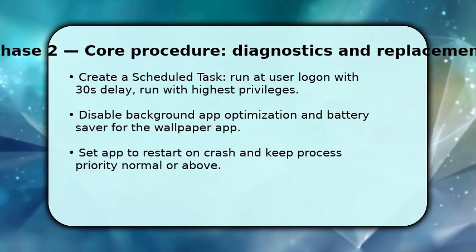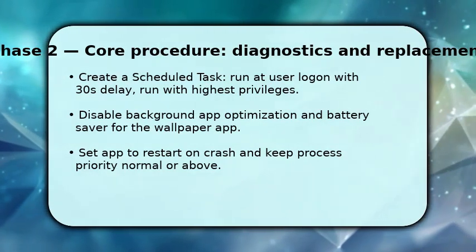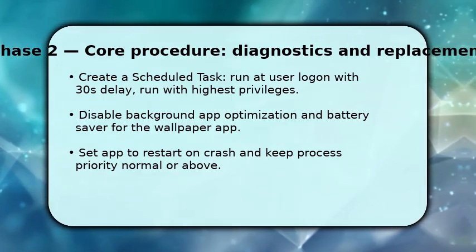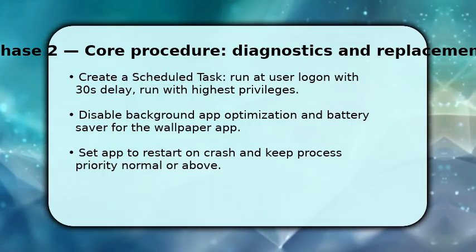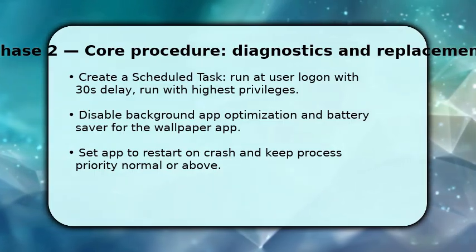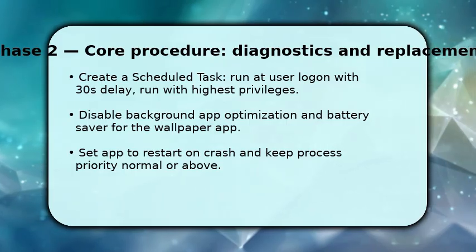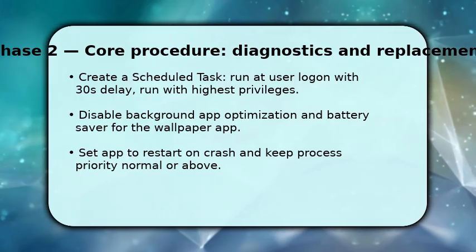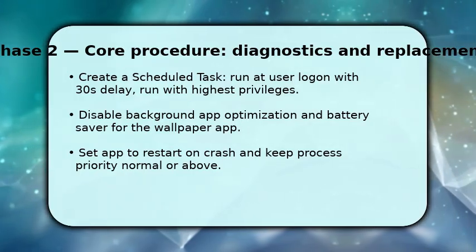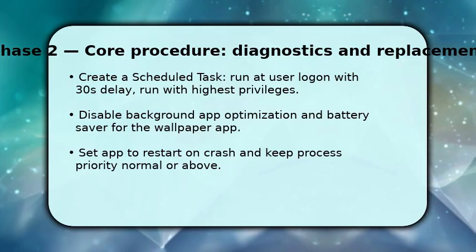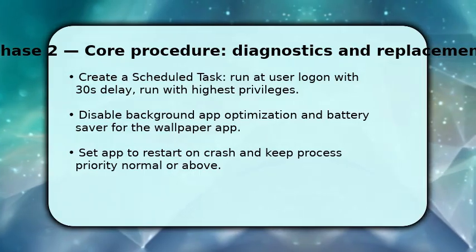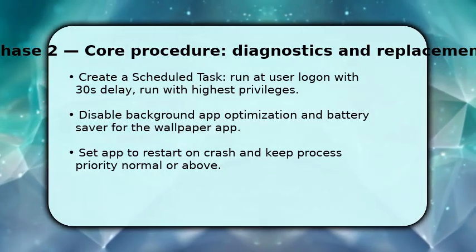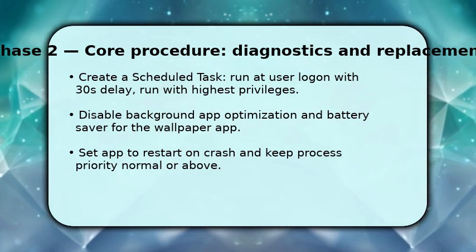Once the app is installed, make it resilient. Create a scheduled task that launches at user logon with a 30-second delay and runs with highest privileges. This avoids race conditions during startup. Then, disable background app optimization and battery saver for that process so the OS doesn't suspend it during low power. Finally, configure the app to auto-restart on crash and set its process priority to normal or above. That way, the wallpaper stays running through routine load and sleep cycles.